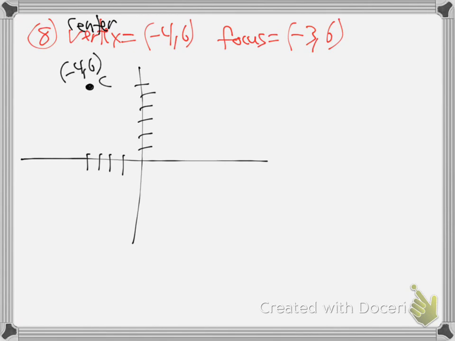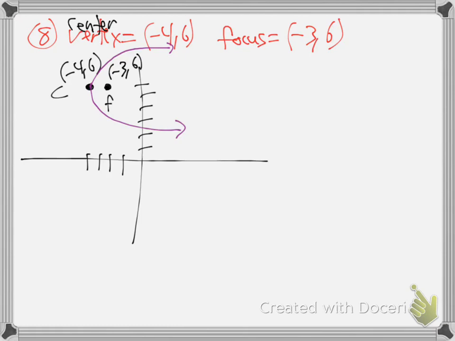So negative 4, 6, that's the center. And then negative 3, 6 right here. That's the focus point, huh? We good there? So I got the center dot and the focus dot. Remember, you start at the center, go towards the focus. So which way is this parabola going? To the right, huh? It's going like this. You good? Because you start at the center, go towards the focus. So, can you write the equation now?